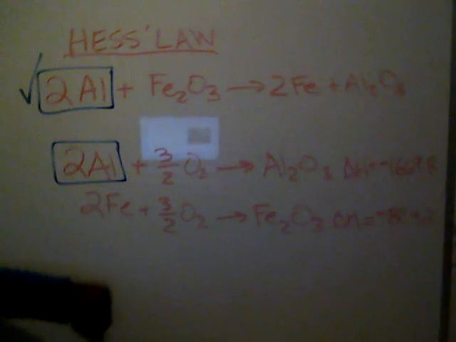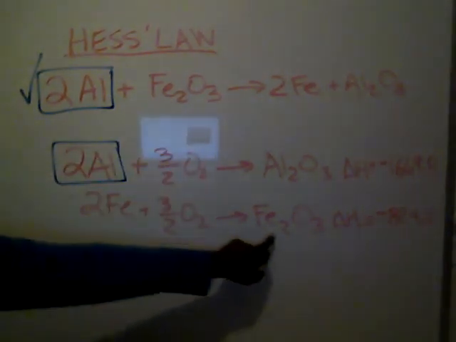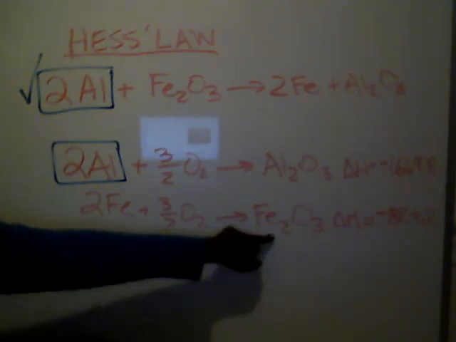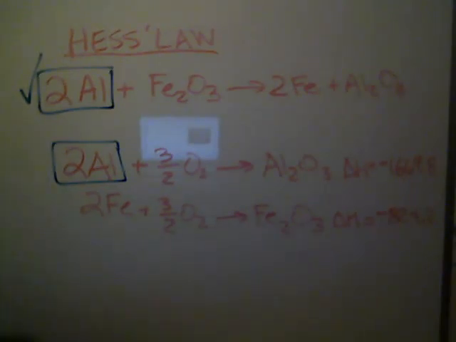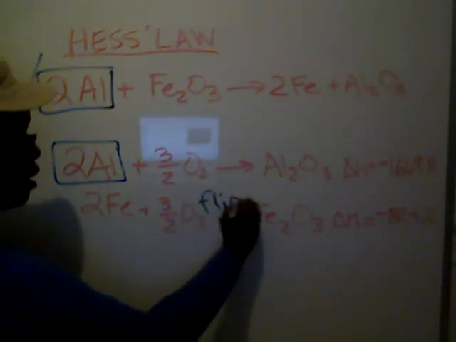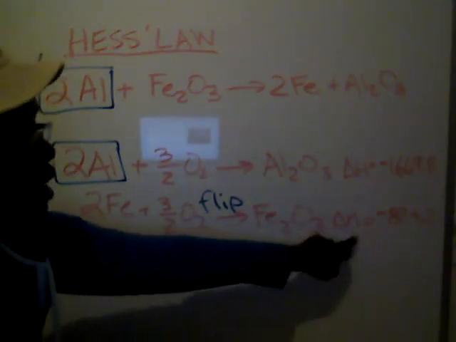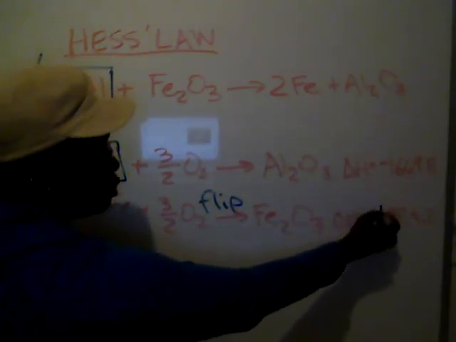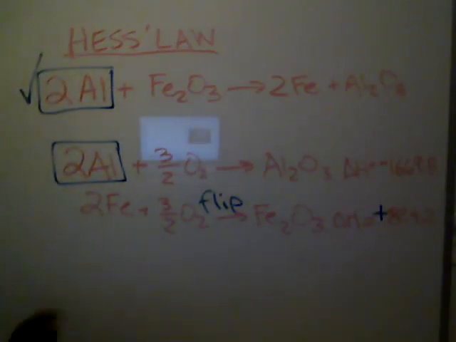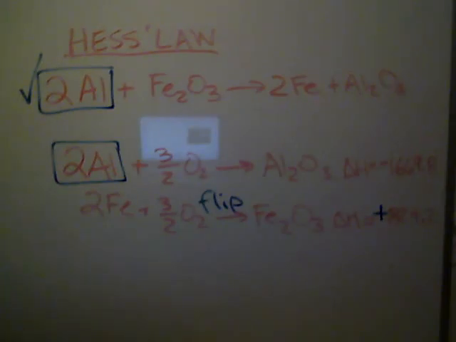Okay, now next, let's look at the Fe2O3. We need it to end up on the left side of the arrow, but in the step, we have it on the right side, so they're not matched up. So we're going to need to get this on the other side, and the way that we do that is we have to flip that equation. Now, whatever we do to the equation, we have to do to the heat also. So if we flip something, we change the sign. If it were negative, the energy becomes positive. If the energy were positive, it becomes negative. It was negative to start, so we're going to turn it into positive.